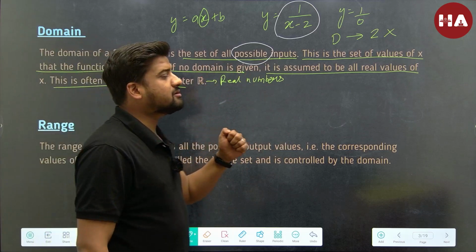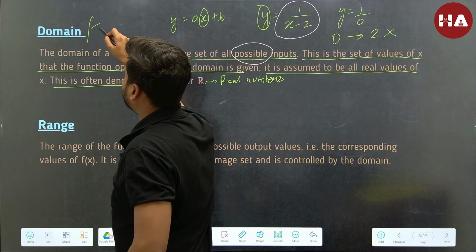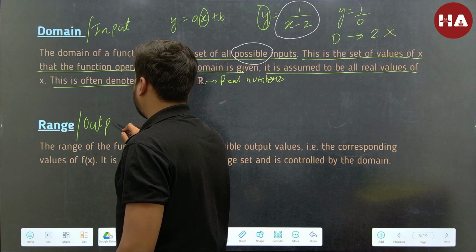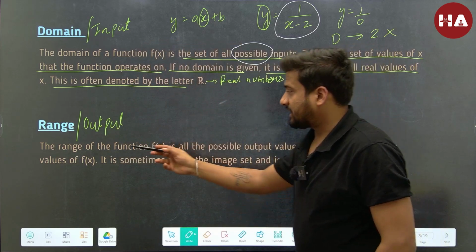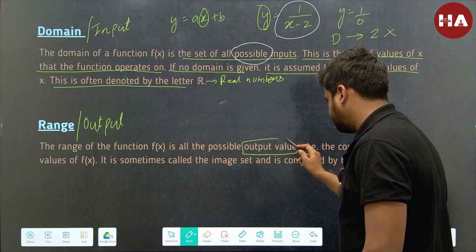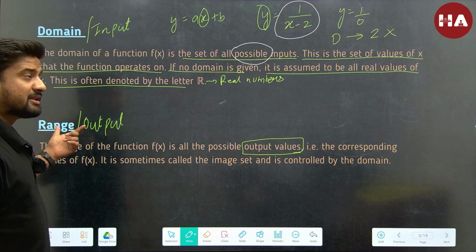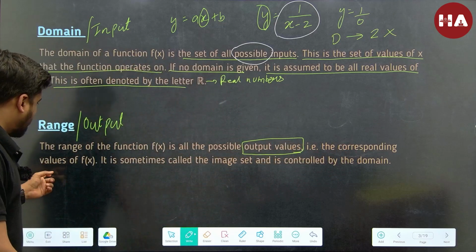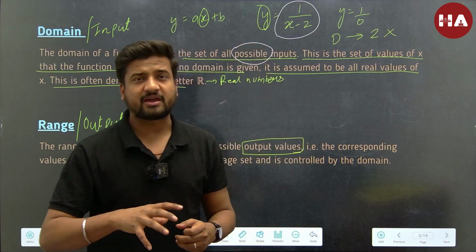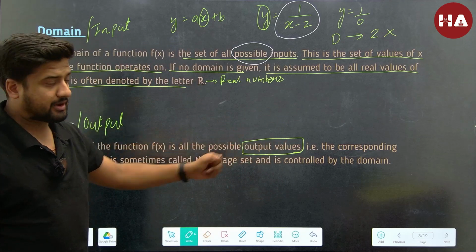All right, now coming to the range. Range is basically the output. We will call this the input and this one will be the output. Now let's read the definition first. The range of the function f(x) is all the possible output values, that is the corresponding value of f(x). Obviously, the corresponding means when we substitute some value of x, the answer that we get will be known as the range or the output.